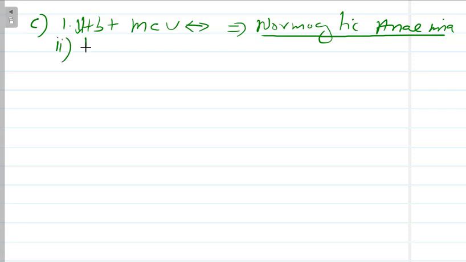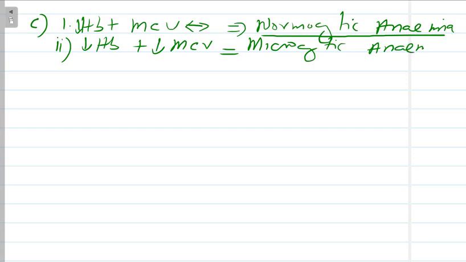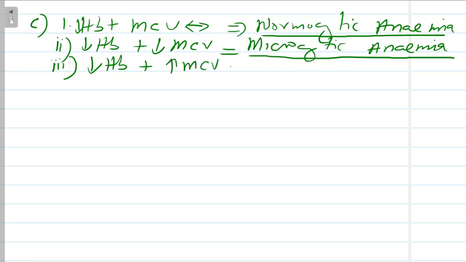Number two, it is low HB plus low MCV equals microcytic anemia. Okay, in the exam, just write microcytic anemia. But I'm just trying to give you the concept on how you come up with microcytic anemia. Then number three is low HB plus high MCV, which is macrocytic anemia. Okay.